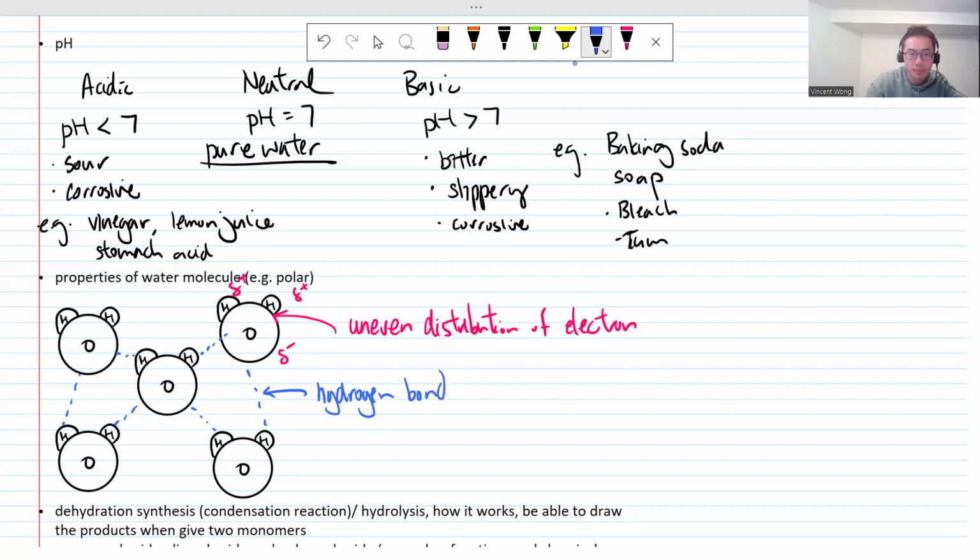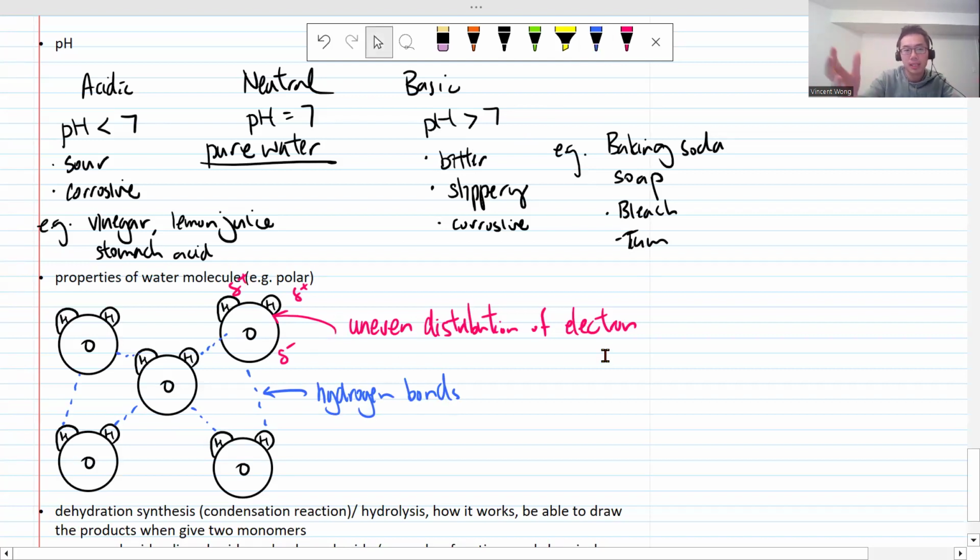Hydrogen bonds. And that makes the water molecule polar. The uneven distribution of electrons makes the water molecule polar, and they have attraction between each other. All right.